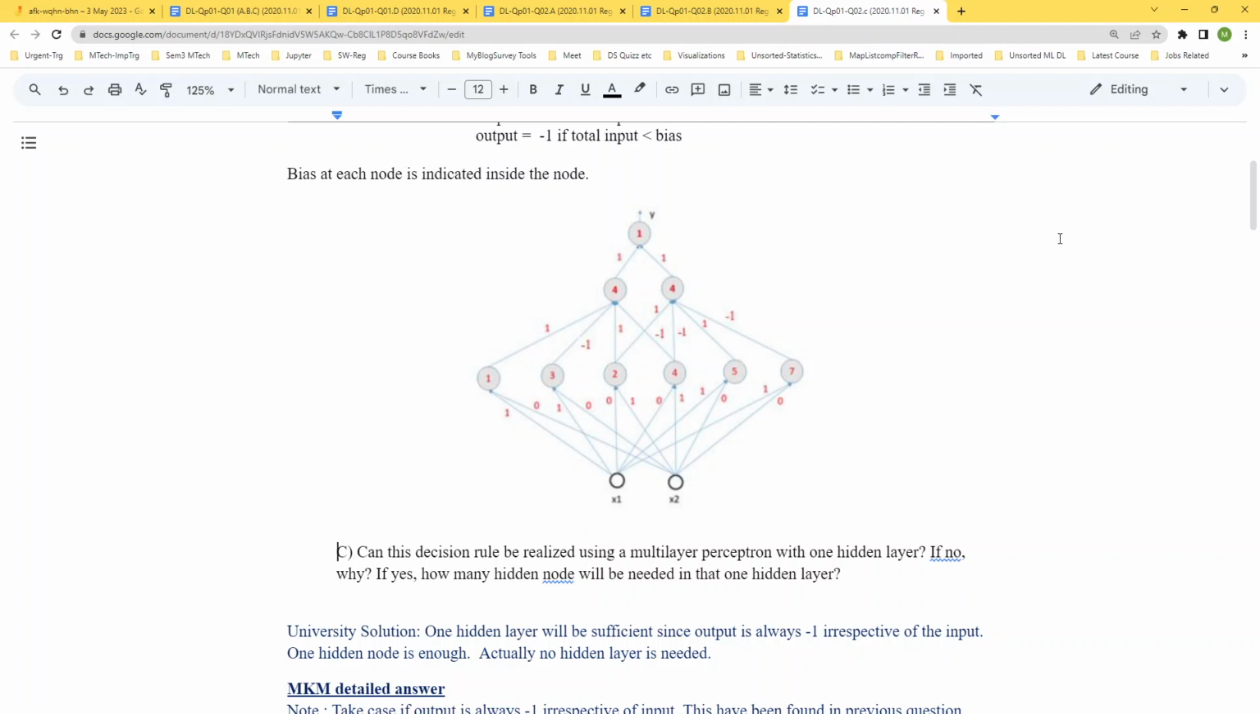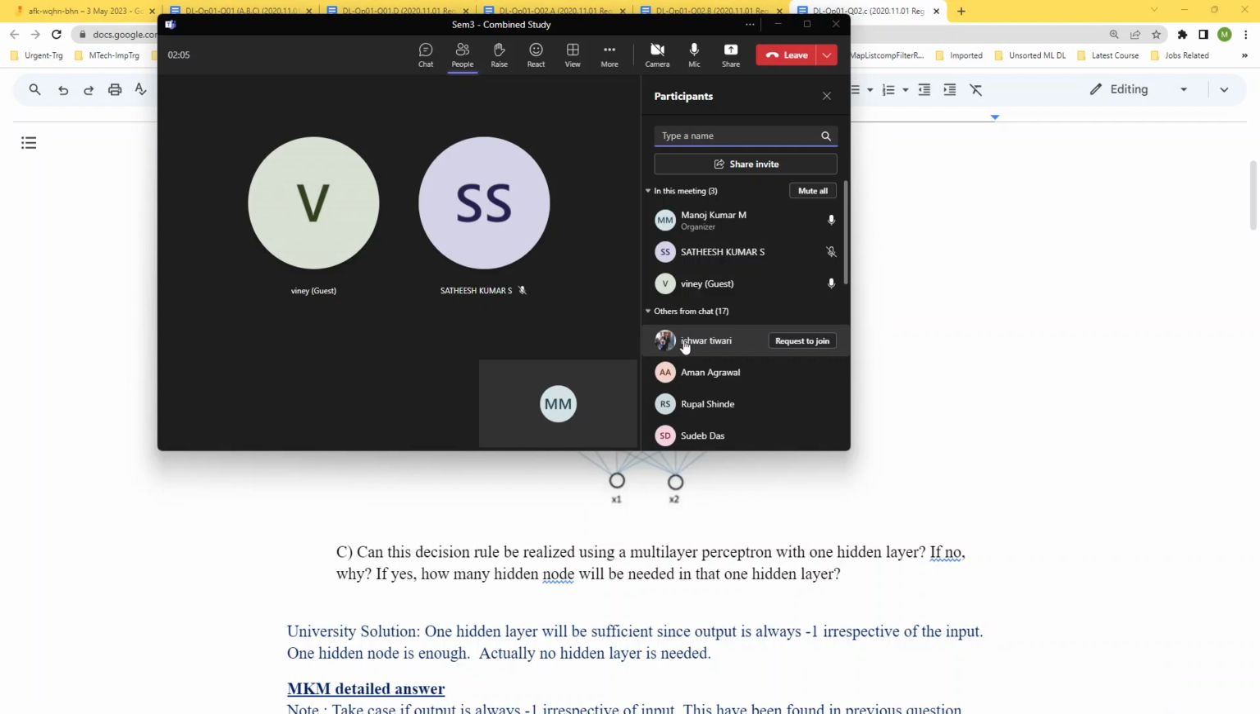So what is your understanding now? Anything new? No, that's it. I already explained this one. Yeah, very strict. I think they are not joining, so we can maybe stop it.